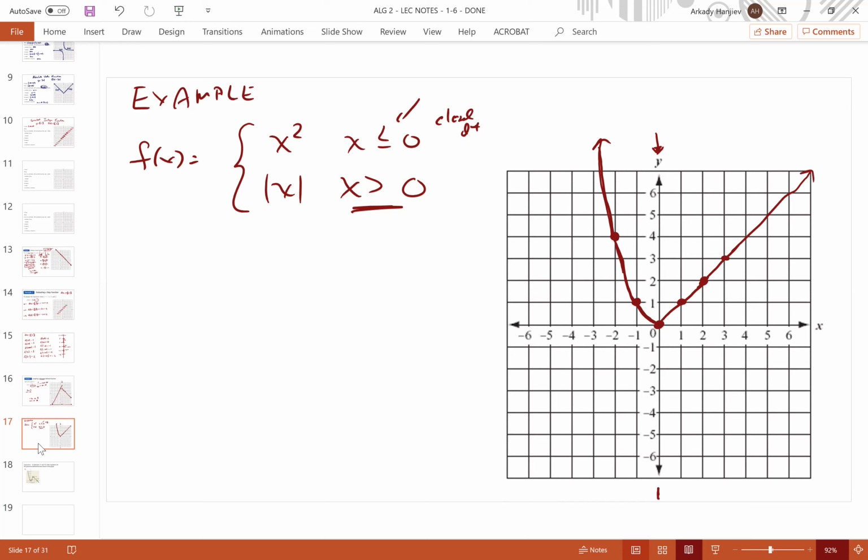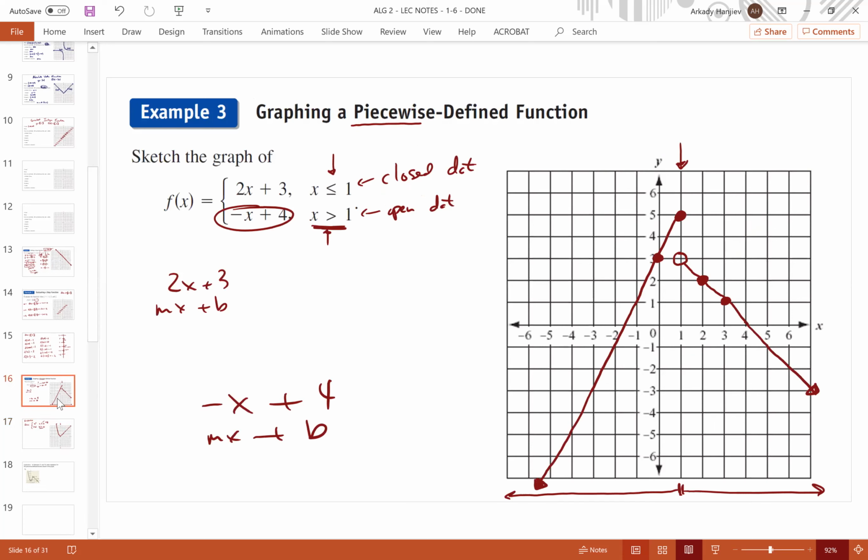So notice that there's no open dots here. The only time you have an open dot is if the graphs don't connect to each other, like the one we did for example 3. You have no connection, so you've got to figure out where the open dot and the closed dot is. Which graph has the closed dot?